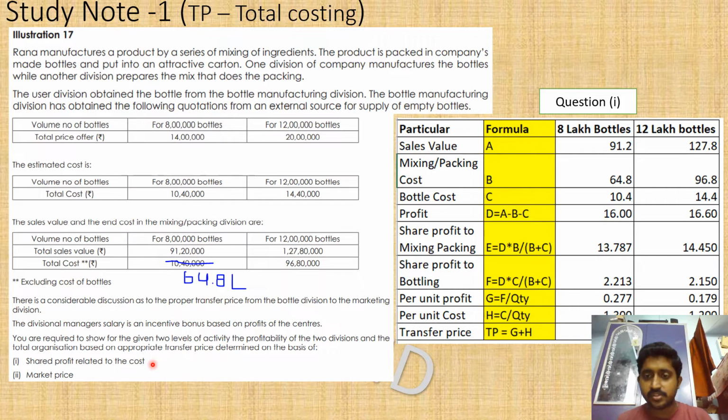Profit is shared between the two divisions. What are the two divisions? The bottle making division and the mixing and packing division. Profit is shared on the basis of total cost. So what is the total cost of the product? It means the cost of making the bottle, cost of mixing, cost of packing, everything put together. In that ratio, the profit will be split. The second basis is the market price. So first we will go for answering the first one.